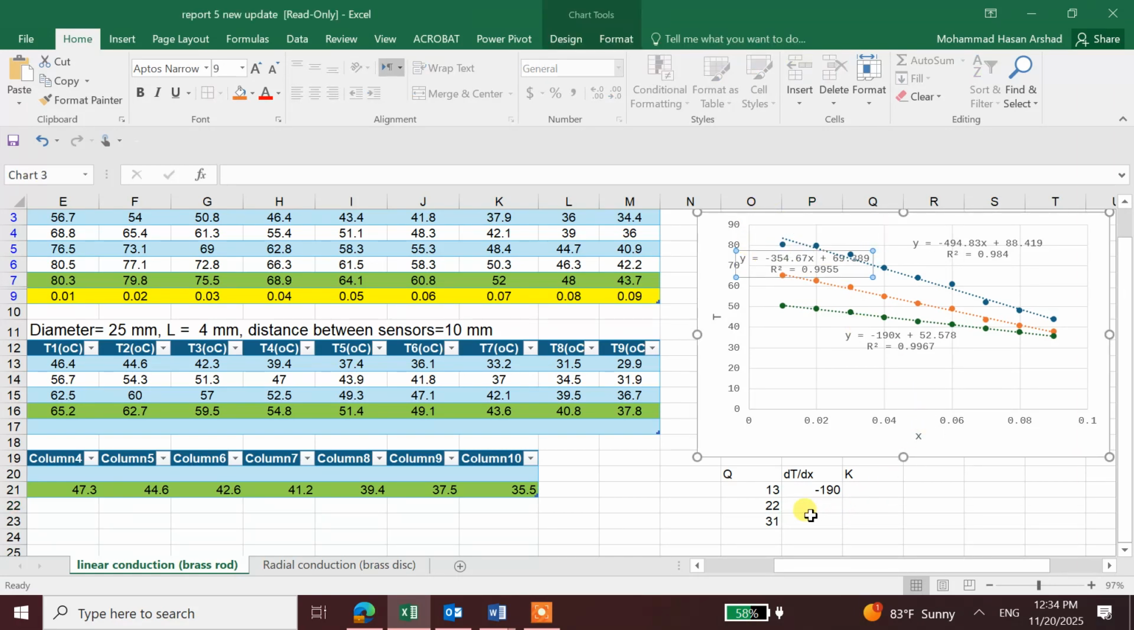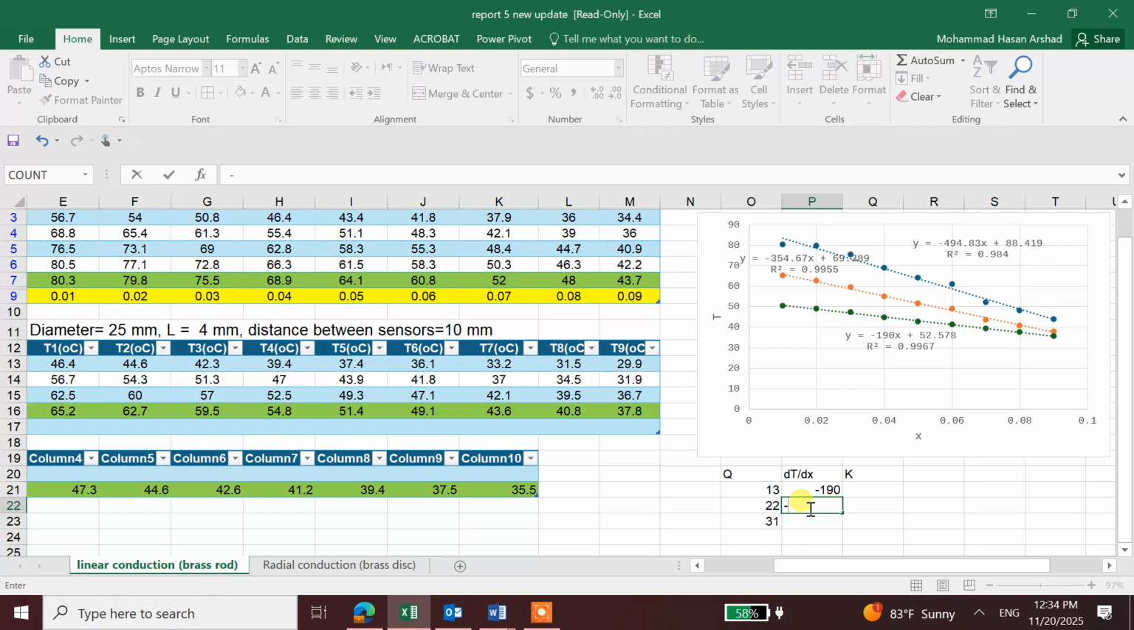Minus 354.67. So you can see that this is decreasing. So slope is negative, right? The gradient is negative. And then 494.83. What is k now?